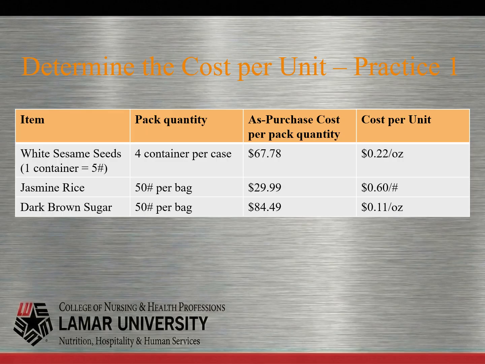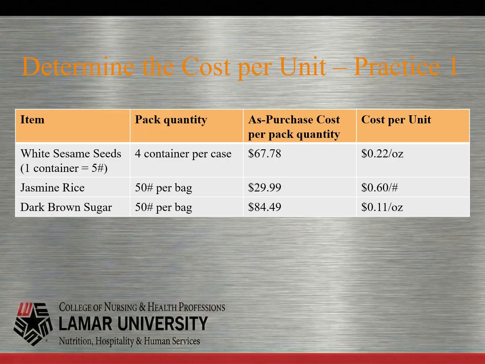Look at the next one. Jasmine rice comes in a 50-pound bag and it costs $29.99. We are looking for the cost per pound. So there's no conversions that need to happen. We just do the $29.99 divided by 50, and that gives us 0.599. We do our rounding, and the answer is 60 cents per pound.